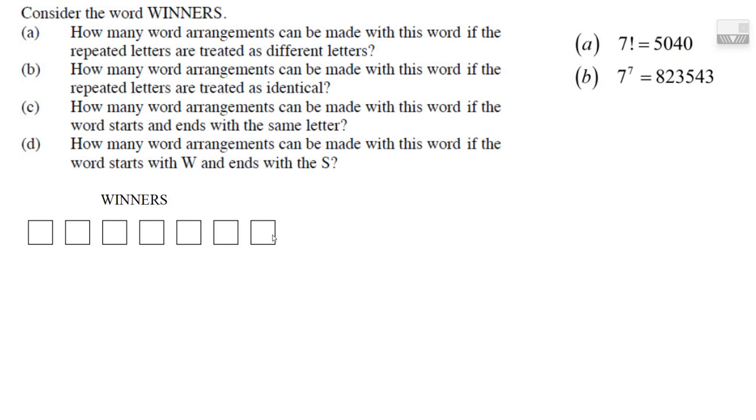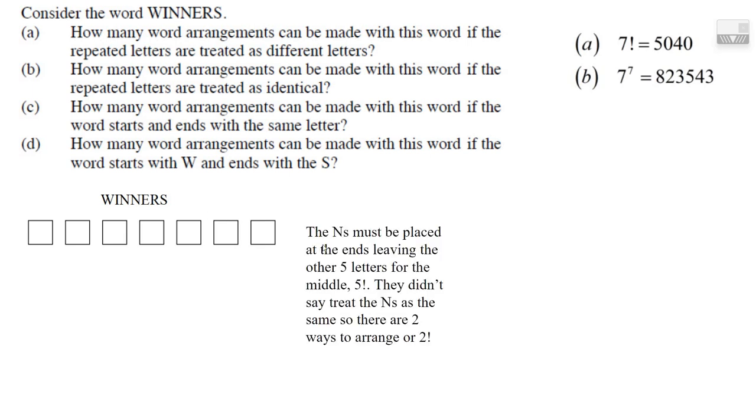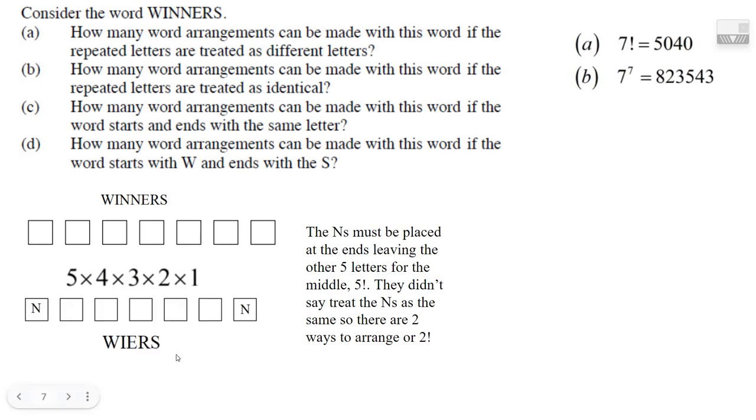And it doesn't say that they're to be treated as identical, so you assume that if this is like N1 and N2, you could switch. There'd be 2 ways to arrange the N's on the outside. Well, how many letters would you be left with in the middle? If the N's have to be placed on the ends, the other 5 letters will be in the middle. There's 5 letters there: C, W, I, E, R, and S. The N's are not in the middle.